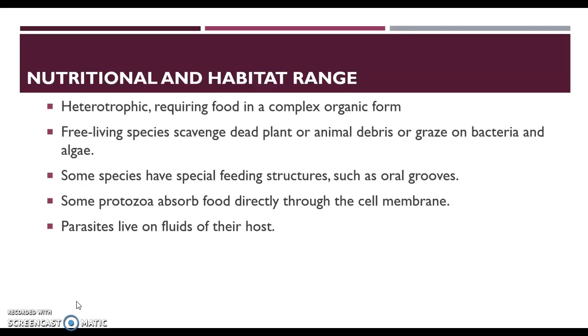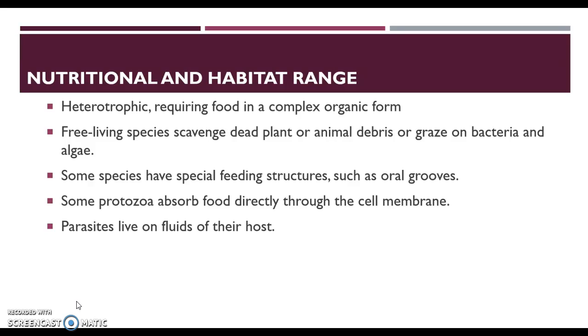All protozoa are heterotrophic. This means that they have to acquire their nutrition from food. So they have to eat to get their nutrition. They are free living, so they can scavenge dead plant or animal material. They can eat bacteria. Many of them eat algae, especially if they are aquatic species.